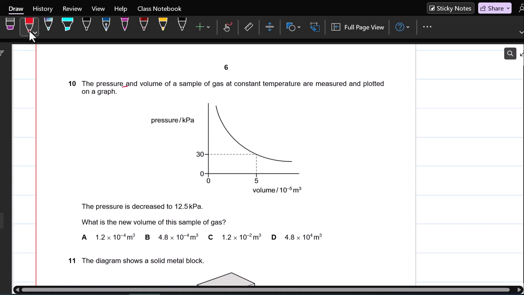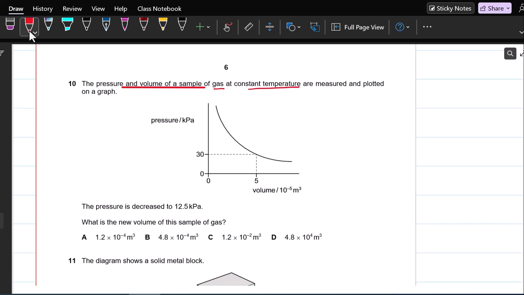The pressure and volume of a sample of gas at constant temperature are measured and plotted on a graph. In simple words, this statement is saying, dear students, something about pressure and volume.